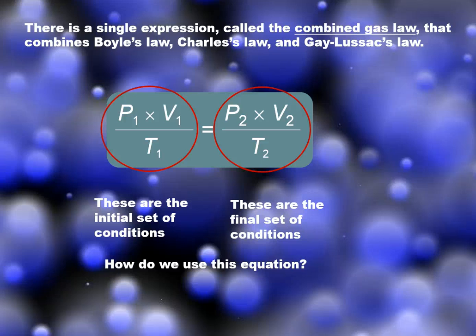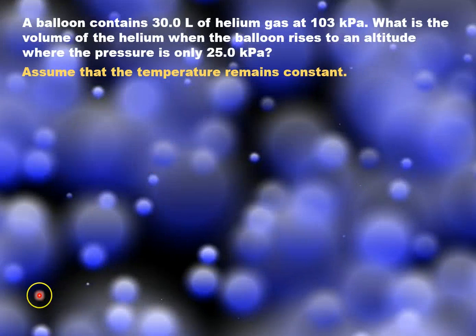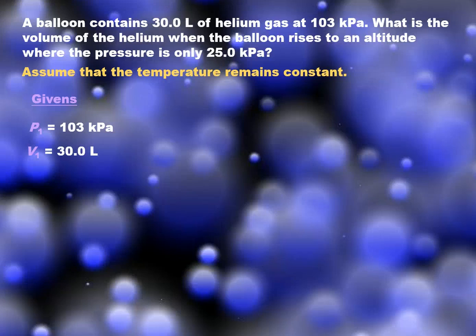So how do we use this equation? Let's take a look at some problems. Here's a problem. A balloon contains 30 liters of helium gas at 103 kPa. What is the volume of the helium when the balloon rises to an altitude where the pressure is only 25.0 kPa? We're going to assume that the temperature remains constant. That's a pretty important assumption. So let's list the givens. We have P1 is 103 kPa, V1 is 30.0 liters, and P2 is 25.0 kPa. Our unknown is V2, that's what we want to solve.